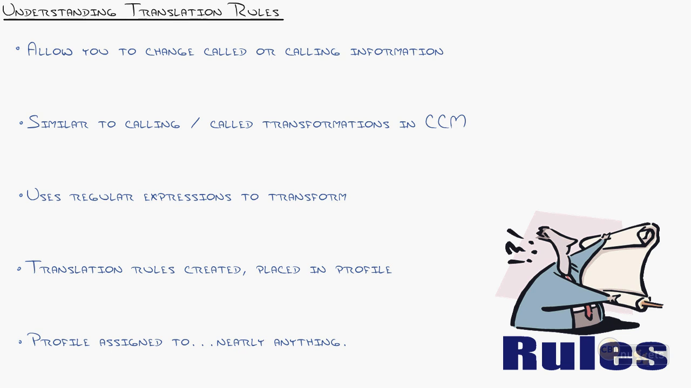Translation rules is what I'm going to talk about, which is the configuration in Cisco voice gateways allowing you to change called or calling information to whatever you want. Remember, we talked about this before. Called is the number that you dialed, technically known as DNIS, Dialed Number Information Service. Calling is the caller ID information, technically known as ANI, Automatic Number Identification. So that's the information. Before I go any further, I've got to define the why.